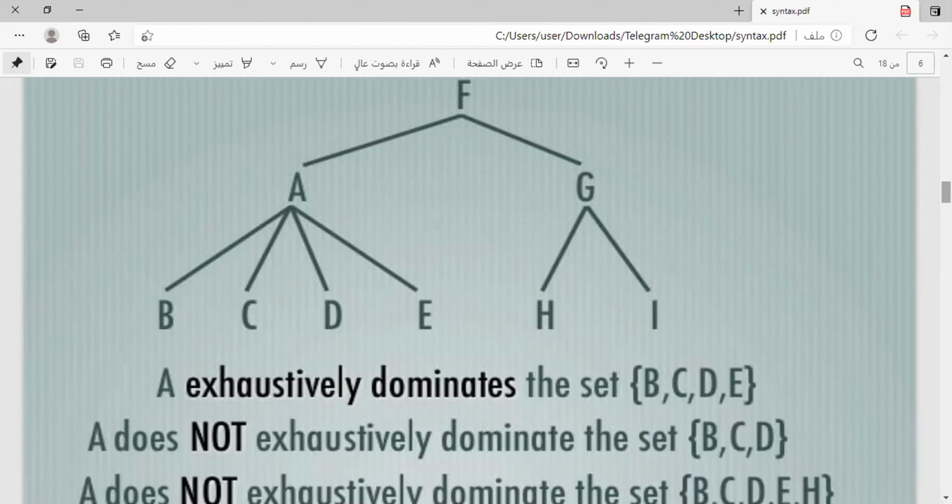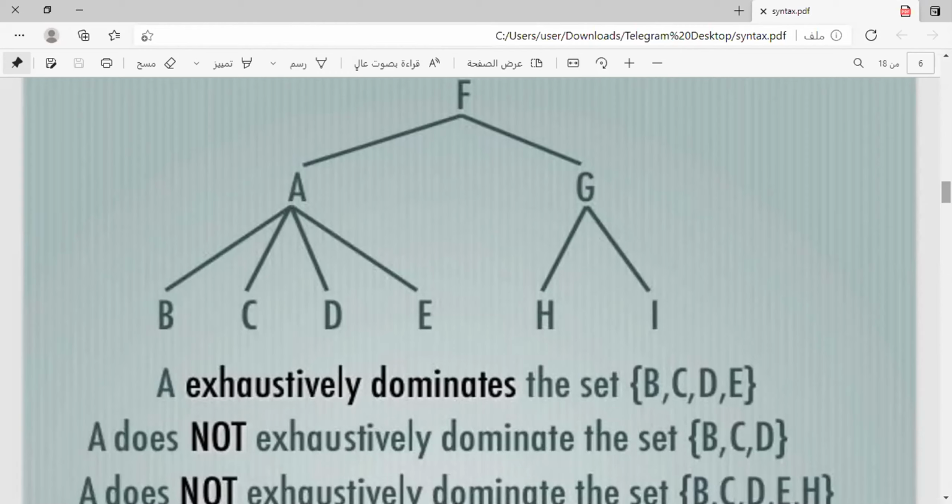So B, C, D, E, this is a set. How do we know that this is a set? Because you have the curly brackets and you have B, comma, C, comma, D, comma, E, curly bracket. This means that B, C, D, E is a constituent. A exhaustively dominates the set B, C, D, E because A dominates all members of the set. Condition number two: there is no node G or H or whatever that is dominated by A and not a member of the set. Here, all members of the set B, C, D, E are dominated by A. That's why A exhaustively dominates B, C, D, E.